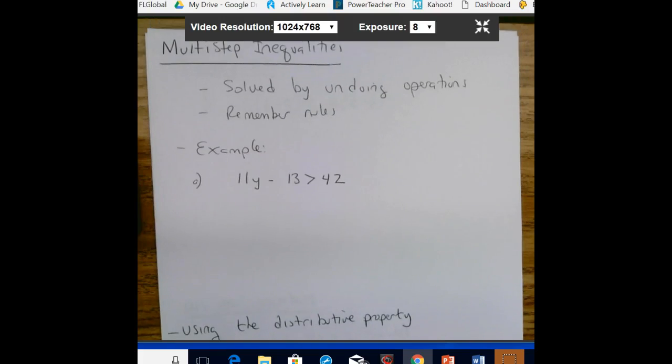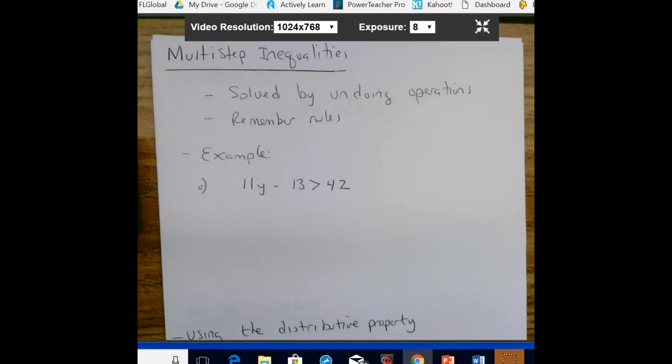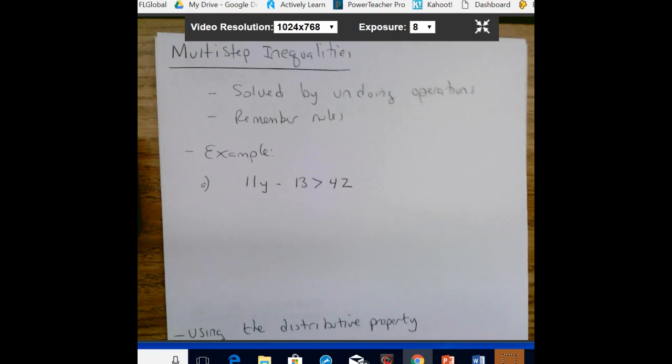So this will be our next notes on multi-step inequalities. If you remember, inequalities are kind of like this thing we see down here. It's a mathematical statement or operation. It uses this sign. This one is the greater than sign, but it can be a less than sign. It can be greater than or equal to, and so on. That's what we're talking about, inequalities.